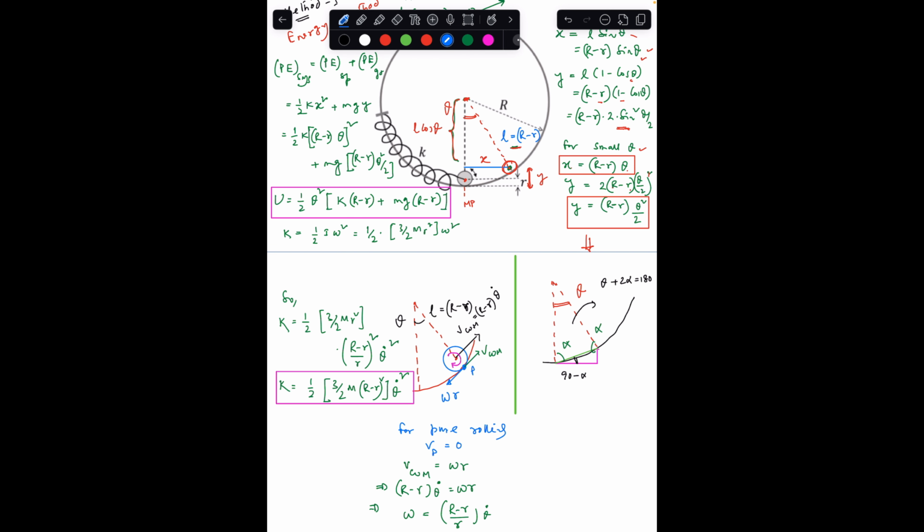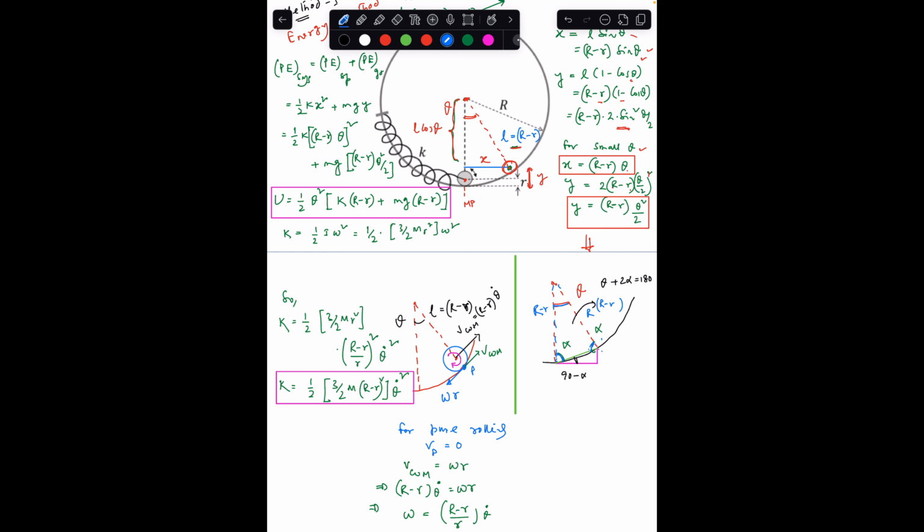Focus on this diagram. I am talking about this diagram. Here you check that this angle is theta. Since this is radius r, this is also radius r. So this angle is alpha, this angle is also alpha. Sorry, this I am going to take as R minus r. So this is also R minus r, correct? So this angle is alpha, this angle is alpha.